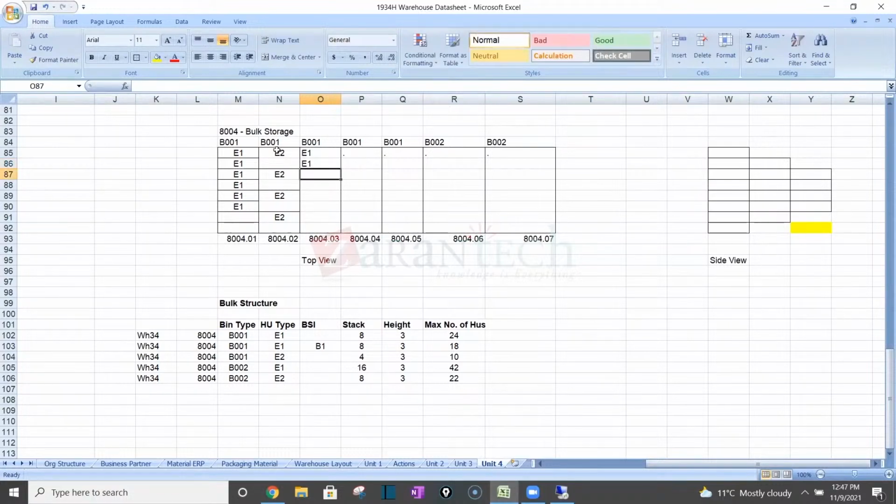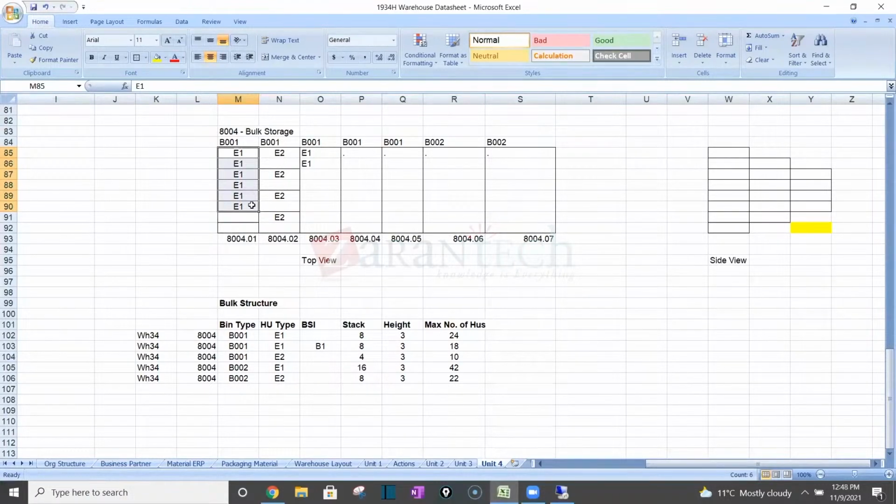Okay, the system will always take this bin, because first, by GR date, the oldest stock is here. Until you remove the last stock, which is at the corner, the oldest stock at the bottom, the system will always take this one. Once you start, it follows.